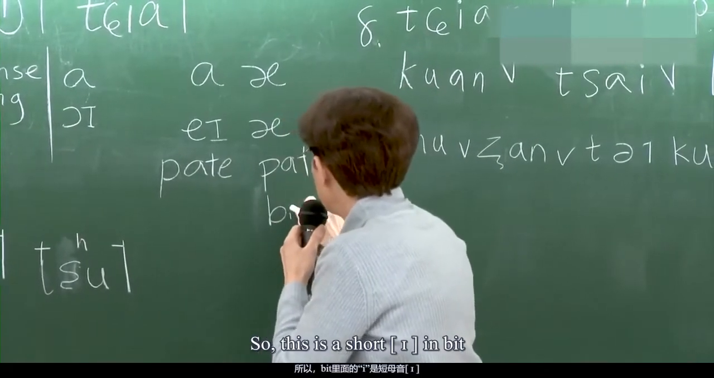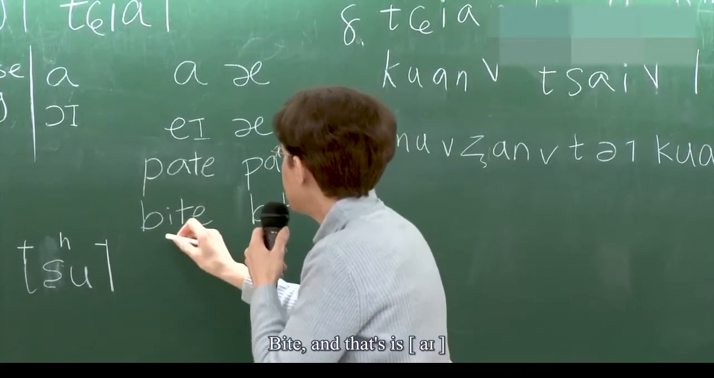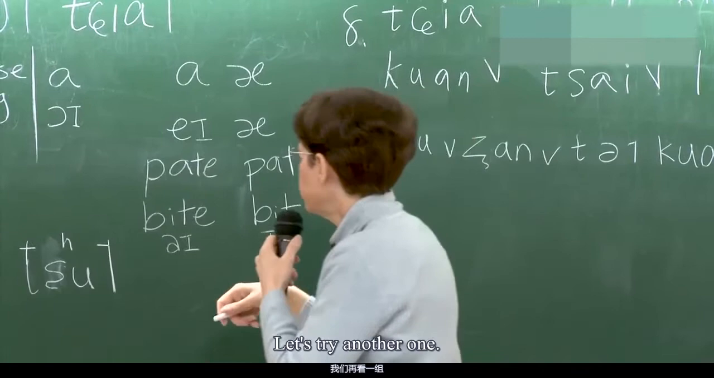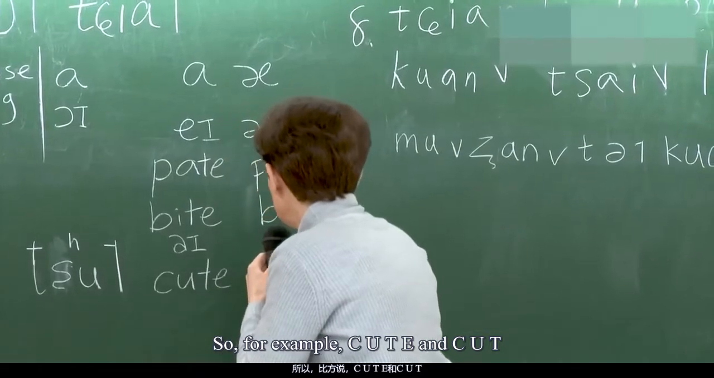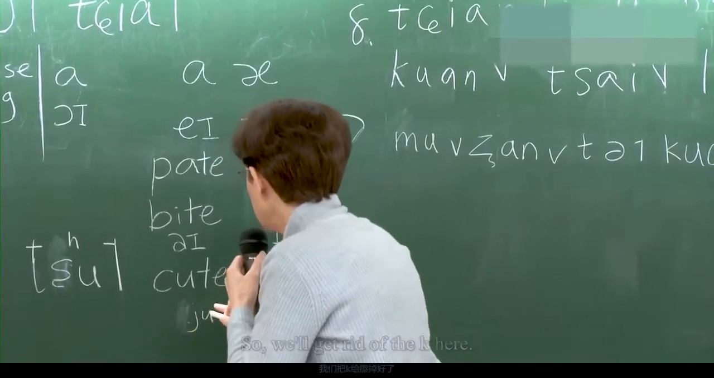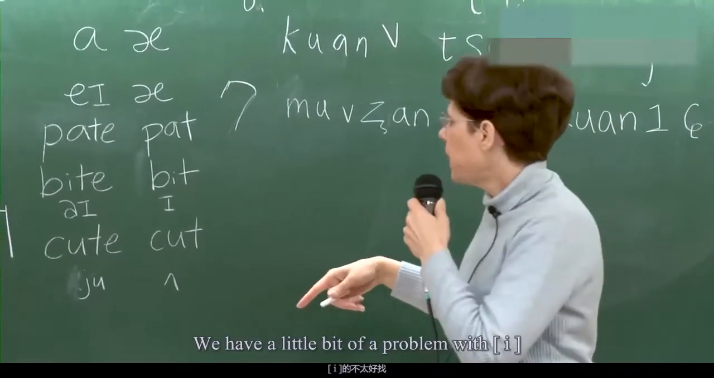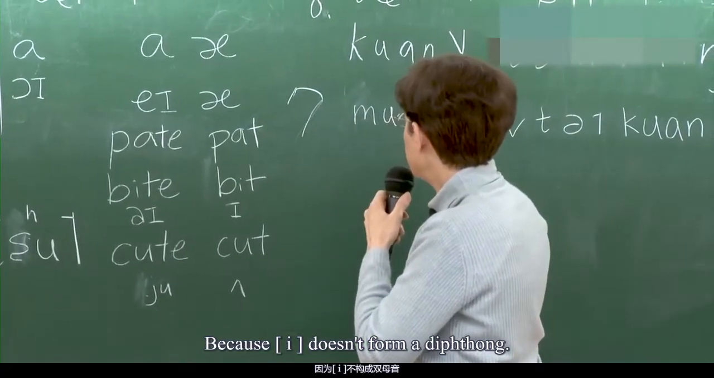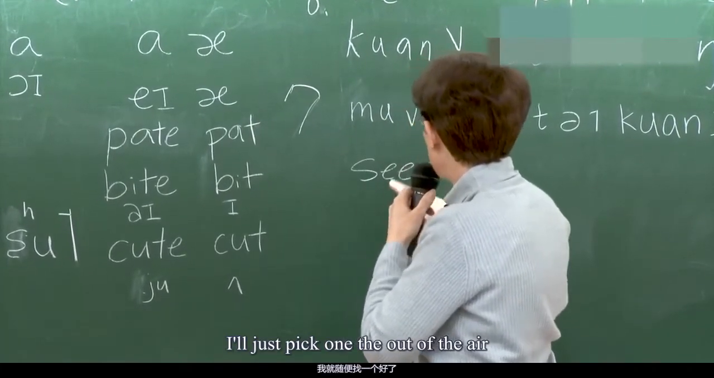And you can easily remember them by spelling. So this is a short i, as in bit. The long i would be what? Bite, and that is i. So we've got i here matched with it, and you can find it in the spelling. Let's try another one. Let's try oo. This actually they use u. So for example, C-U-T-E and C-U-T. We've got cute, so we'll get rid of the K here. U and u will be paired together. You can see it in the spelling. We have a little bit of a problem with E because E doesn't form a diphthong. Let's see if we have a good pair. I'll just pick one out of the air. Seen.